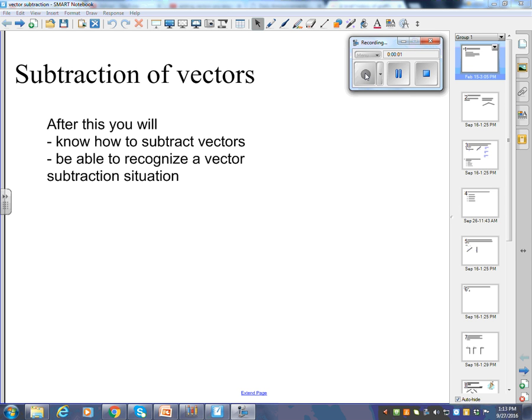After this, you will know how to subtract vectors. And the real hard part is being able to recognize a vector subtraction situation. In other words, knowing when to do vector subtraction. And I'll give you some rules for that as well.